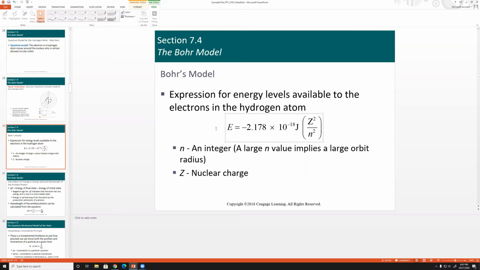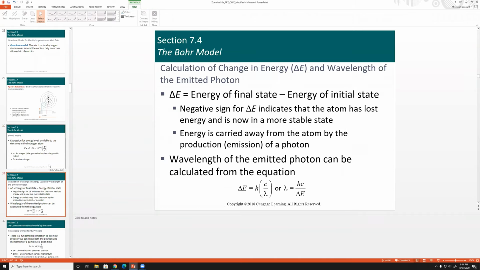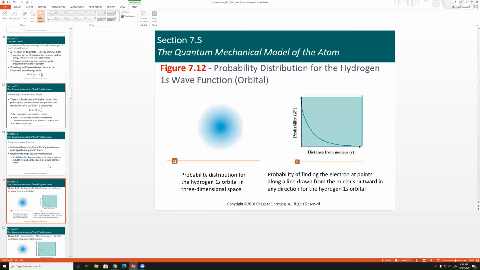This is Bohr's equation. E equals negative 2.178 times 10 to the negative 18 joules, which is just a constant derived by the energy of an electron, times Z squared. Z squared is the nuclear charge, meaning the number of protons or the atomic number, divided by n squared, where n is an integer based on the energy level. And the energy level varies. So wait, is there an example?